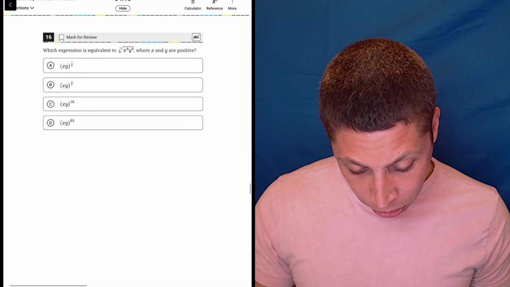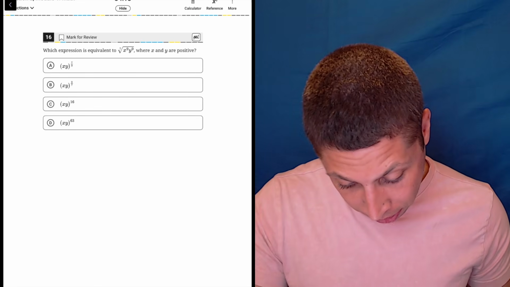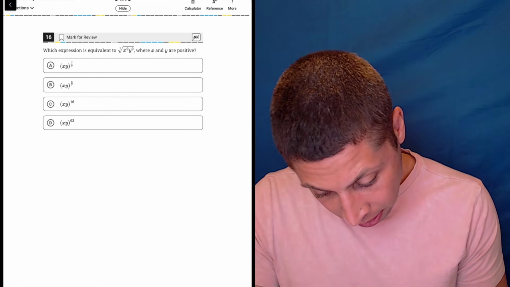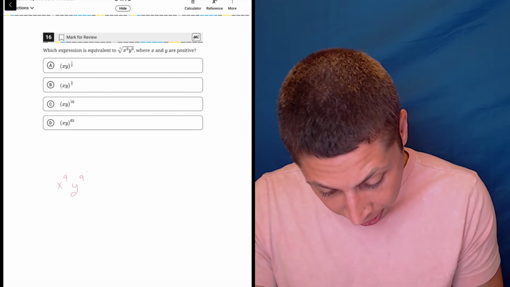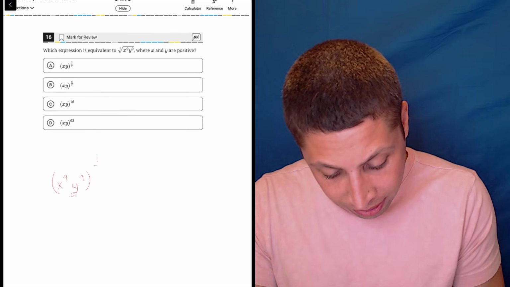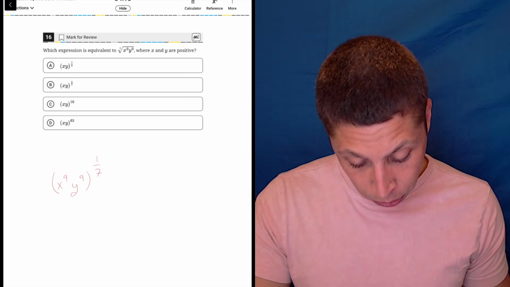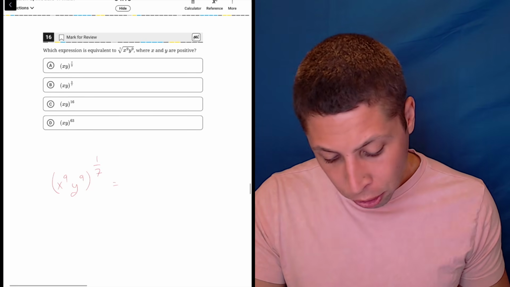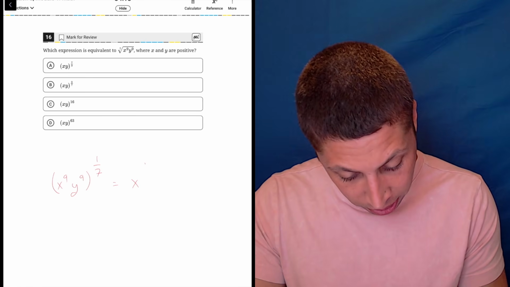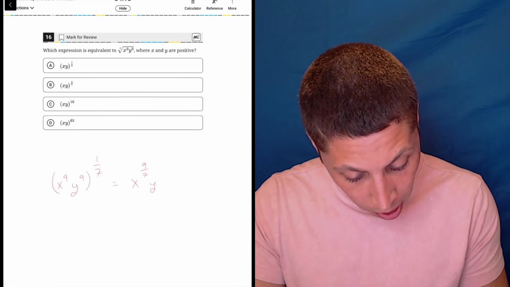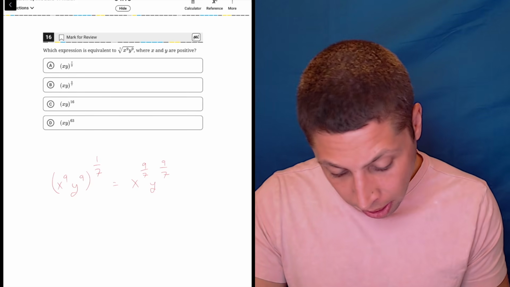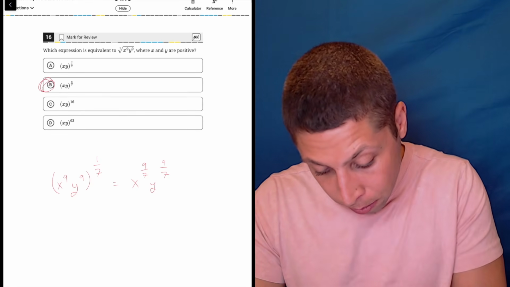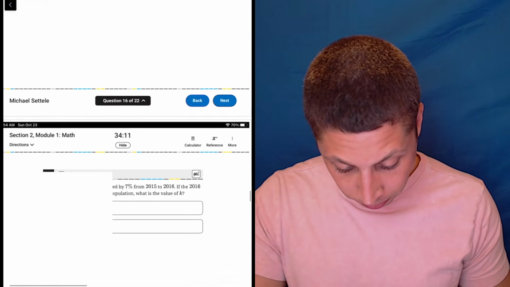Okay. Which expression is equivalent to this where x and y are positive? So that's x to the 9th, y to the 9th, to the 1/7, right? Because that's what it means to take a root. When you raise a power to a power, you multiply the powers. So that's x to the 9/7 and y to the 9/7. And b is the same thing because now you're just taking the 9/7 out. So b is the answer.